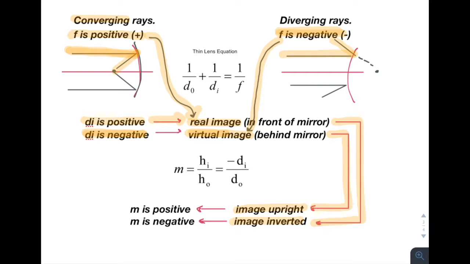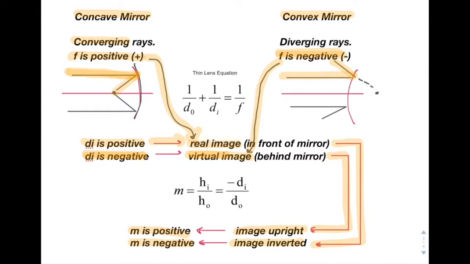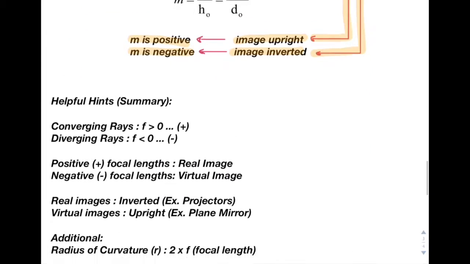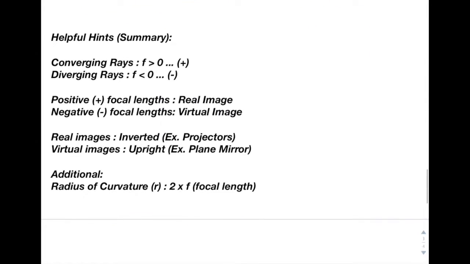And this is always true, that a virtual image will produce an upright image, and a real image will produce an inverted image. Depending on whether the image is upright or inverted, the M will be positive or negative. You can go ahead and screenshot this, or rewind the video and screenshot it when there are no markings on it. But this is essentially all that you need to know for a concave mirror or a convex mirror. Here are some additional helpful hints and a summary of what we've covered.